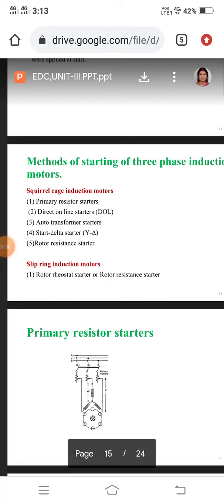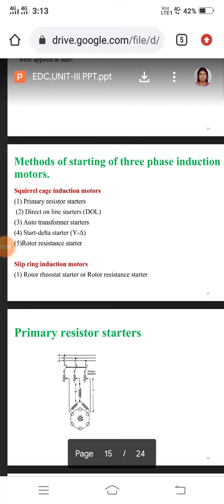Let's see the methods of starting three-phase induction motors. In these methods, we have two classifications: squirrel cage induction motor and slip ring induction motor. In the squirrel cage induction motor, we have five classifications: primary resistor starter, direct online starter or DOL starter, auto transformer starter, star delta starter, rotor resistance starter. These five classifications are included in the squirrel cage induction motor.